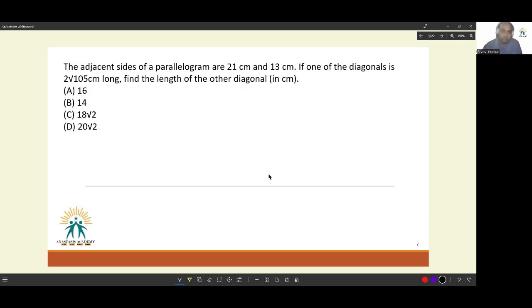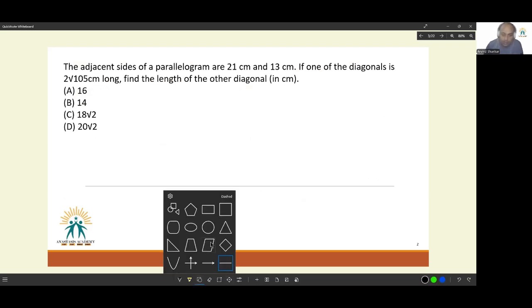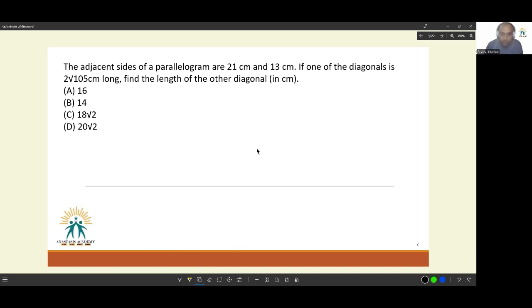Okay, next question. The adjacent sides of a parallelogram are 21 and 13. If one of the diagonals is 2 root 105, find the length of the other diagonal. Okay, let's say this is the parallelogram. This is 21, this is 13. Now, that will be one diagonal. Let me draw the other diagonal. Okay. Now we are told one of the diagonals is 2 root 105.